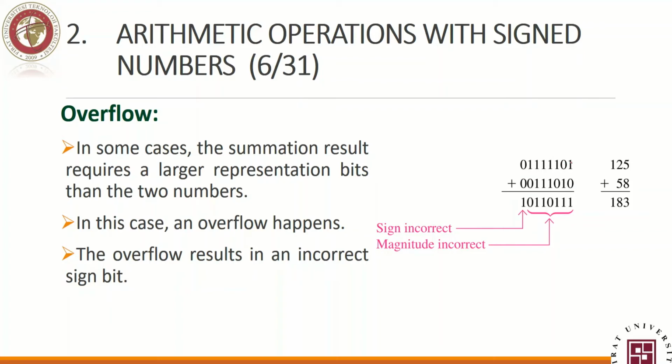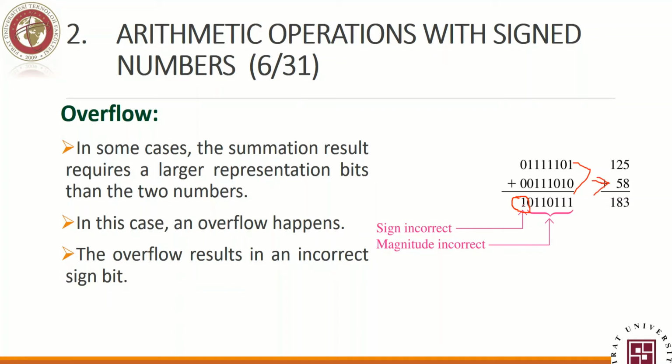If we sum up, 1 plus 0, that's 1. 0 plus 1, that's 1. 1 plus 0 is 1. 1 plus 1 is 0 with 1 carried. So 1 plus 1 is 0 with 1 carried, plus 1 is 1. So again, 1 with 1 carried, 0 with 1 carried. So we changed the sign bit. The sign bit, actually we are adding two positive numbers.